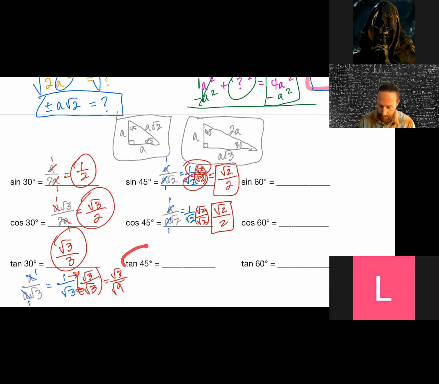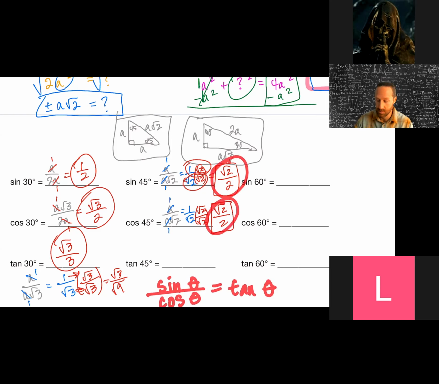But hear me out. I don't want to have to do all this multiplying by 1 and rationalizing the denominator for tangent as well. I know that the tangent of 45 is actually just sine over cosine, isn't it? Didn't we review that in the last section? That sine of an angle over cosine of that same angle is equal to tangent. So since I know both of these values, can I just put one over the other?